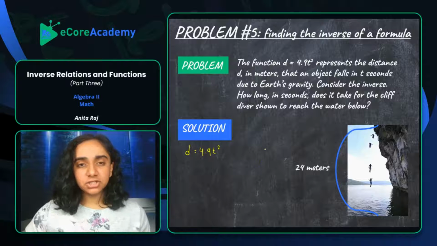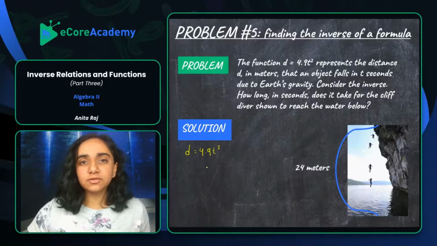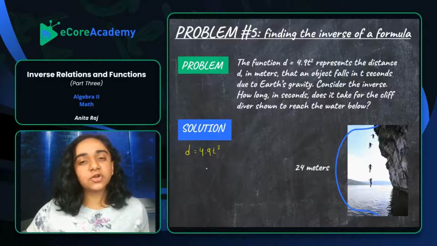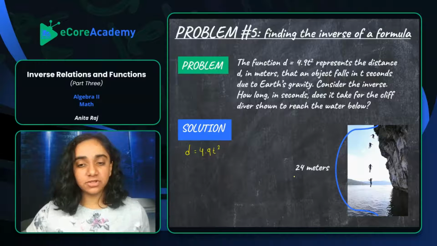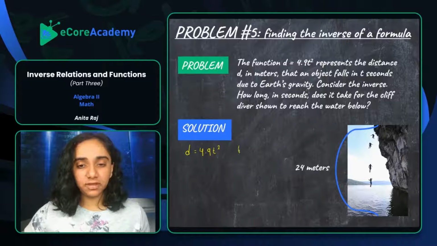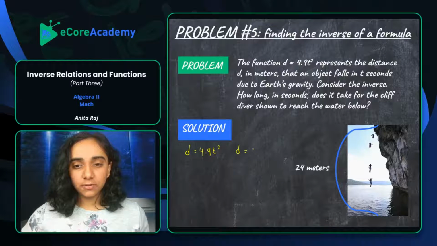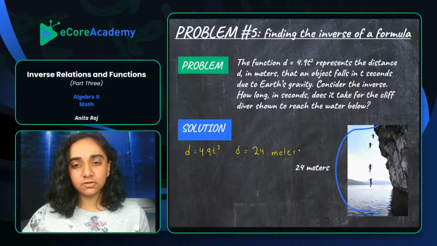And in addition to this, we need to identify what variables we've actually been given. So we can consider these our givens in this problem. In this problem, we have two variables, d, distance, and t, seconds. In this case, we've been given the distance, which is 24 meters. So we need to identify that. So d is equal to 24 meters. So now all we have to do is solve.